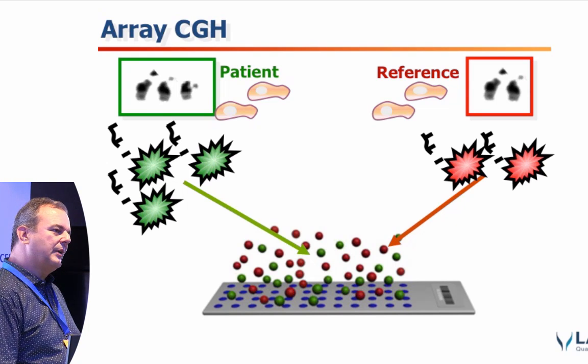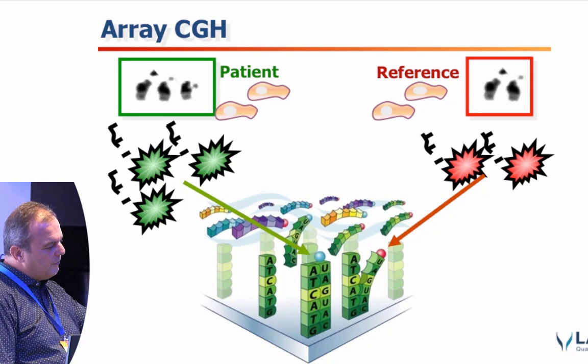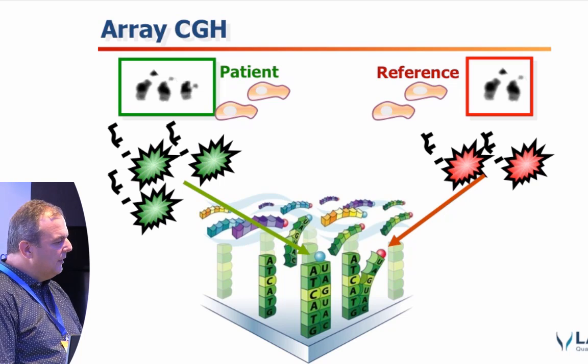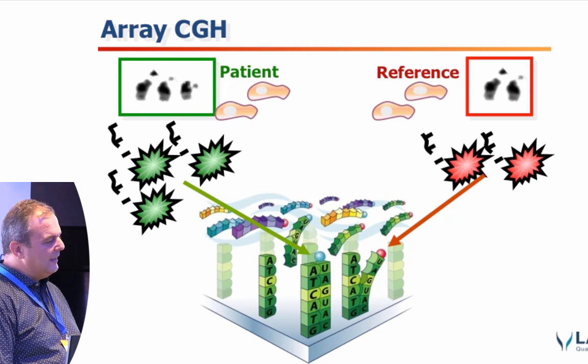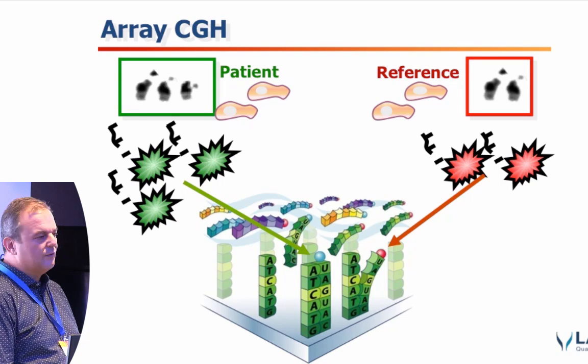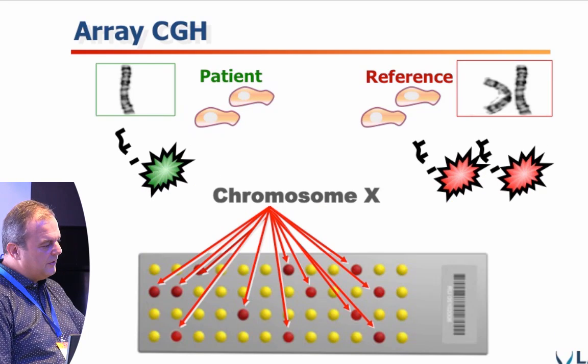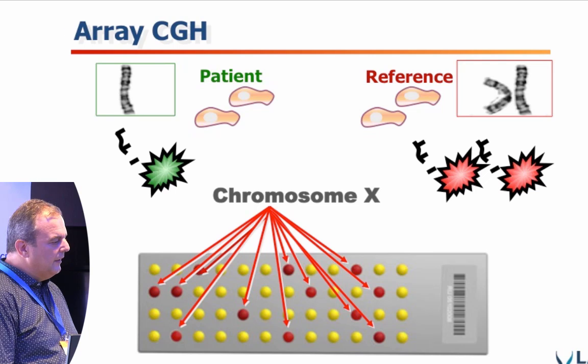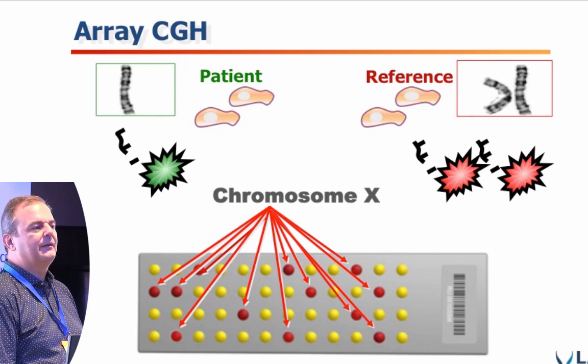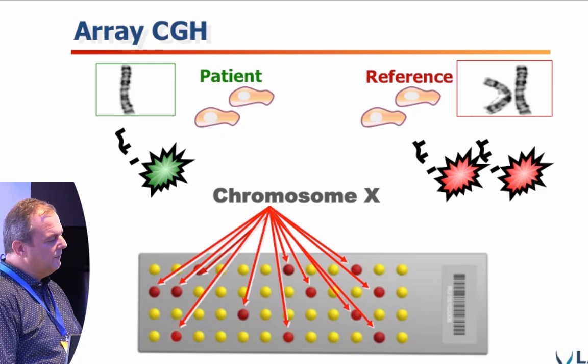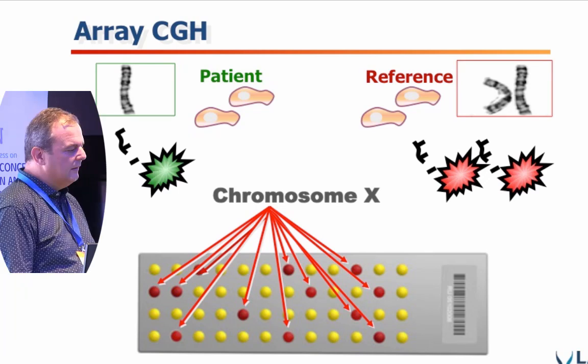designed with particular sets of probes dispersed throughout the genome. So these DNAs are going to compete for the same probes and hybridize together there. This means that if you have an excess of patient DNA, you will have an excess of red, like in this example, which is a trisomy. If you have a lack of patient DNA, you will have an excess of green, which is the control DNA, like in this example here, which is a monosomy X.